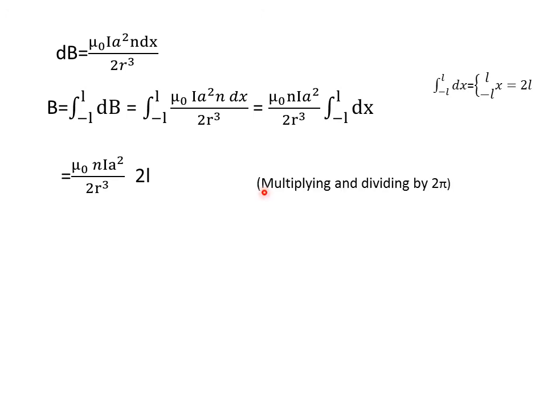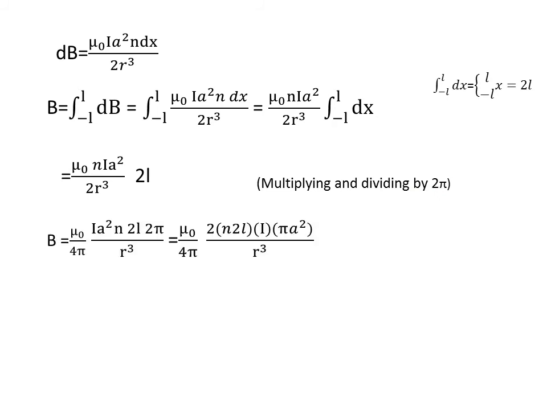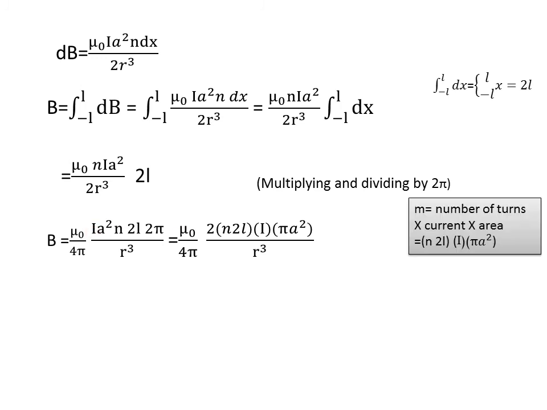Now, we are going to multiply and divide the numerator and denominator by 2 pi. So, in the denominator we have 2 pi here, and in the denominator we have substituted the 2 pi with 2 to get 4 pi. Now, here we have 2, then n into 2L, then current I and pi a square.